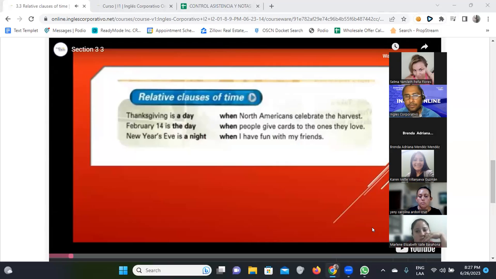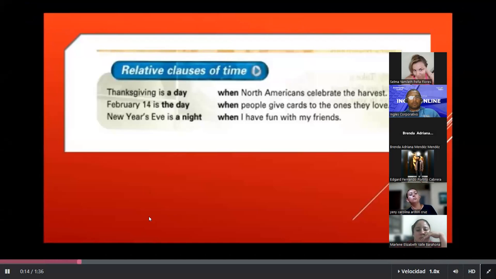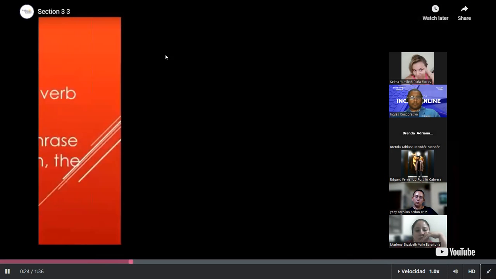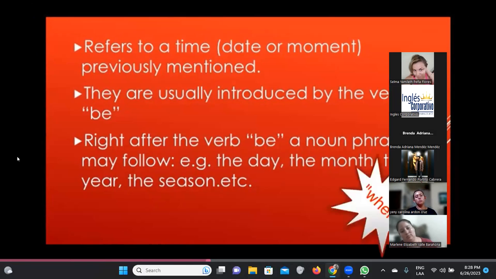Thanksgiving is a day when North Americans celebrate the harvest. February 14th is the day when people give cards to the ones they love. New Year's Eve is a night when I have fun with my friends. What is a relative clause of time? A relative clause of time refers to a time, date, or moment previously mentioned. They are usually introduced by the verb be. Right after the verb be, a noun phrase may follow. Example, the day, the month, the year, the season. And because we're referring to time, we will use when.